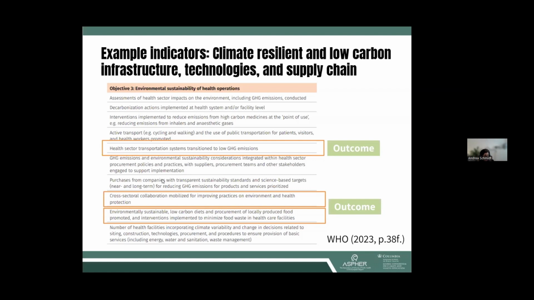Another one is on food, which is to really envision environmentally sustainable low-carbon diets and the procurement of locally produced food, and interventions to minimize food waste. That could be also an outcome that we're actually envisioning here. I can see also that there are some suggestions here: the use of transportation by staff, such as pooled, to reduce emissions, the procurement of culturally appropriate food, also another very good one. So yeah, I can see that you also have a number of suggestions.